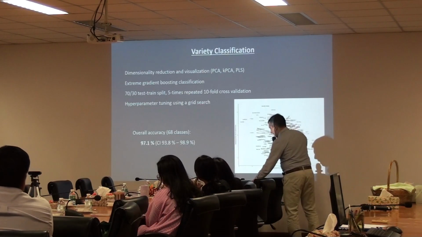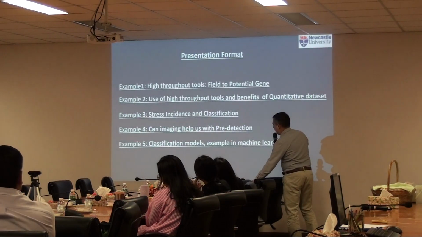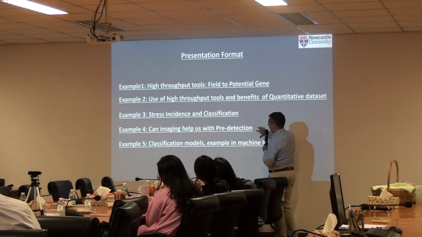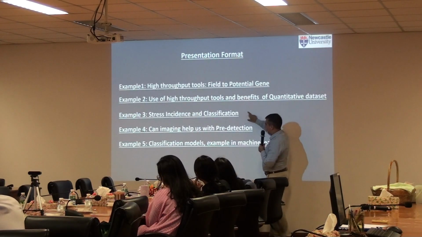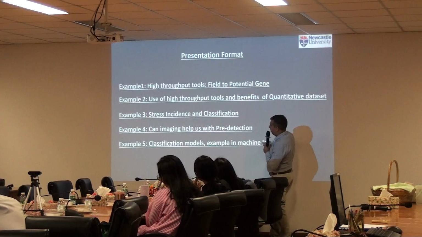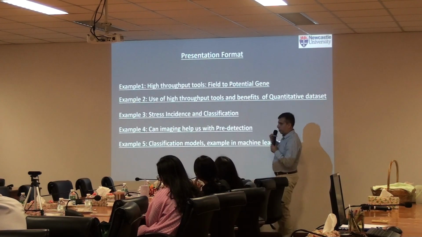So I'm taking you to the next one, which is more like, can imaging actually help us? Well, kind of classification to a certain extent, but I will take you to the next example later on, where we're looking at those classification models using RGB, because farmers can actually use that.